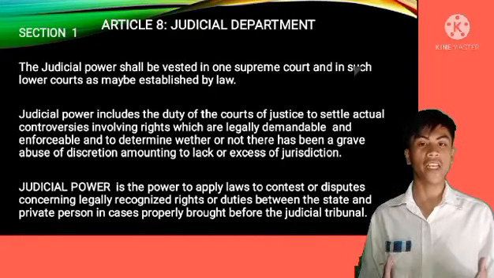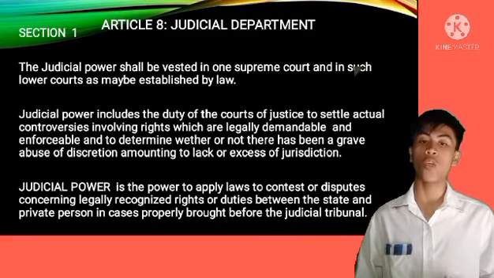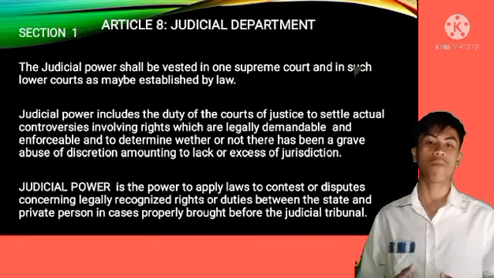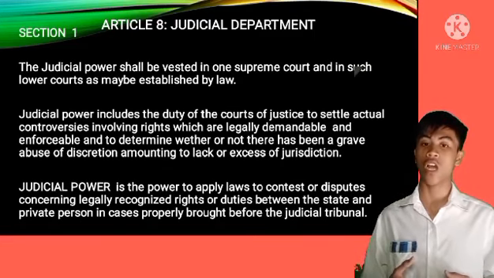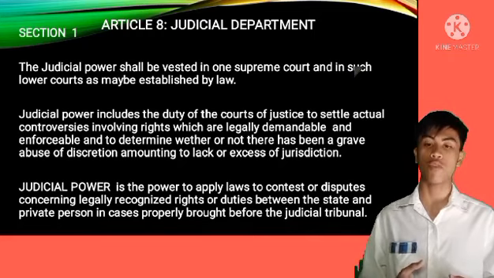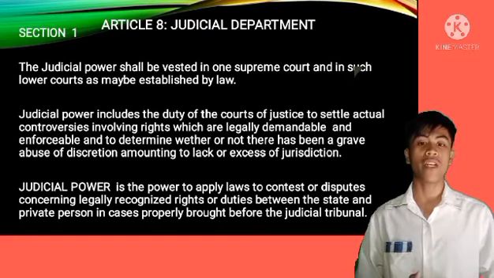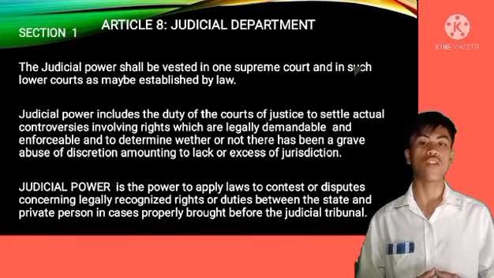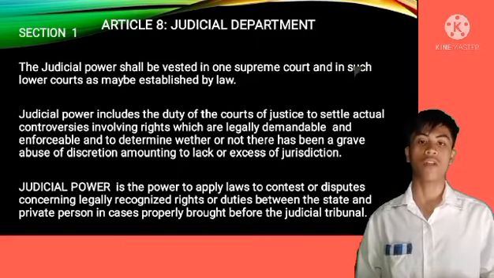On Article 8 of the 1987 Constitution on the Judicial Department, Section 1, the judicial power shall be vested in one Supreme Court and in such lower courts as may be established by law. Judicial power includes the duty of the courts of justice to settle actual controversies involving rights which are legally demandable and enforceable, and to determine whether or not there has been a grave abuse of discretion amounting to lack or excess of jurisdiction. Moreover, the judicial power is the power to apply laws to contests or disputes concerning legally recognized rights or duties between the state and the private person brought before the judicial tribunal.